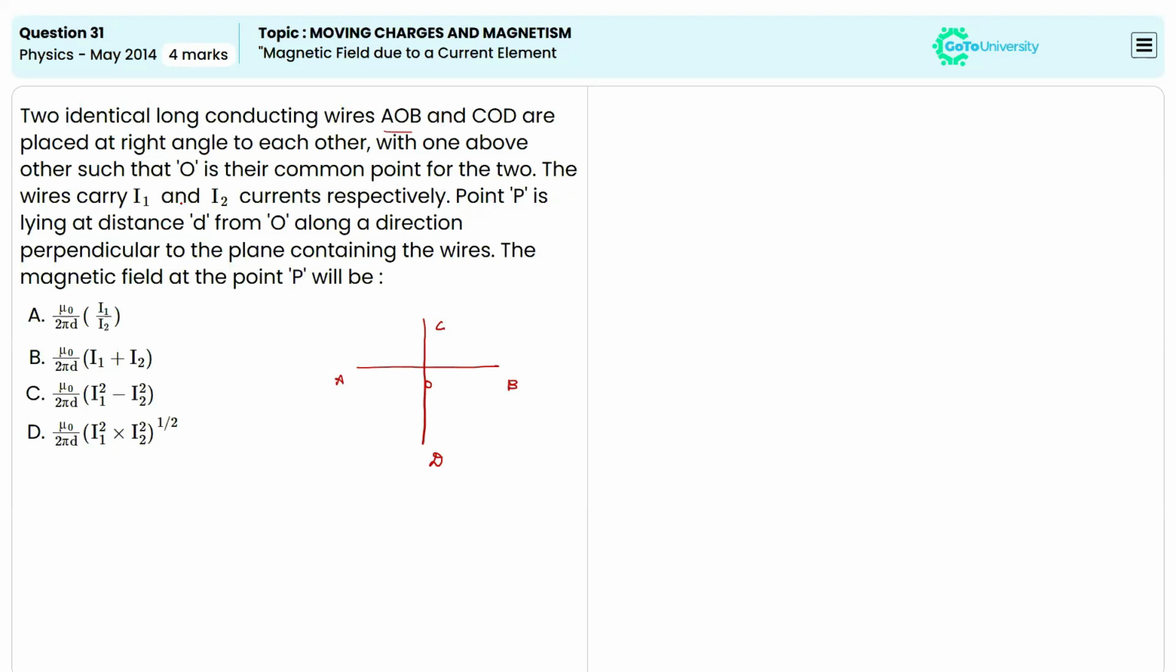The wires carry currents I1 and I2. So this is carrying the current I1 and this is carrying the current I2. And point P is lying at a distance D from O. We said this is O. So at a distance D, I'm taking this point P along a direction perpendicular to the plane containing the wires, right? Now we have to calculate the magnetic field at point P. That is our question.